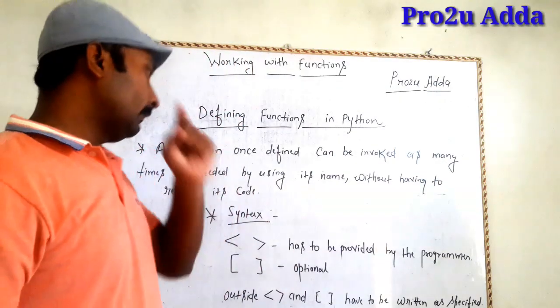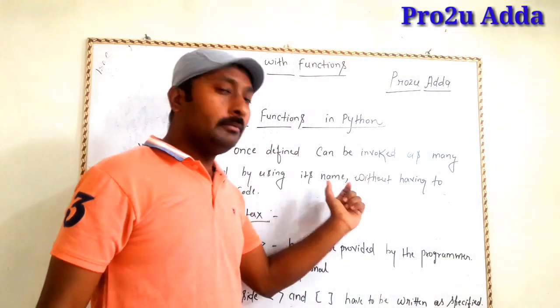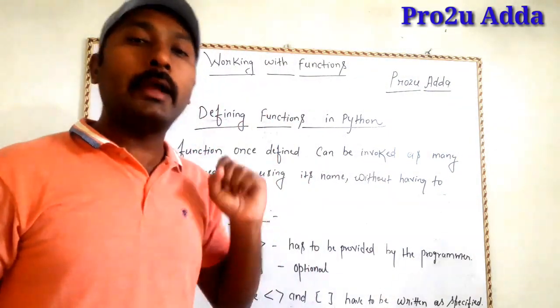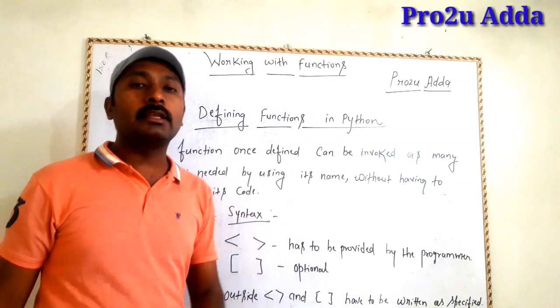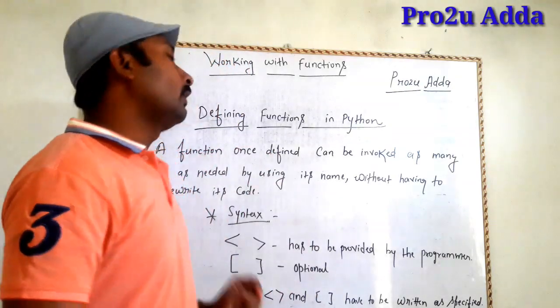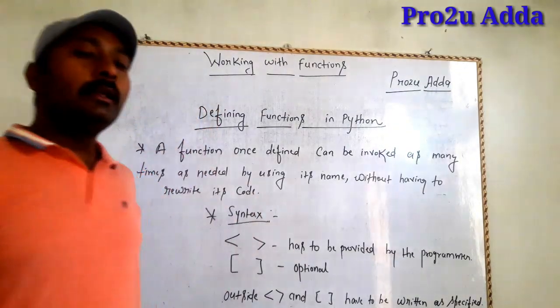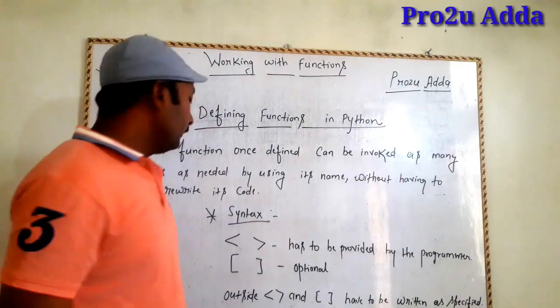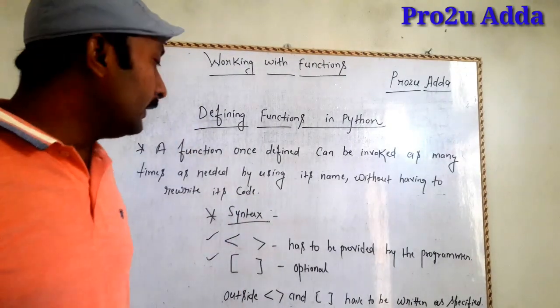What it means? It means that once a function is defined by its name, we don't have to write the code again and again. Simply, we will invoke it by accessing its name. For doing this, we have to follow a certain syntax. In this syntax, two important mathematical terms are being used.